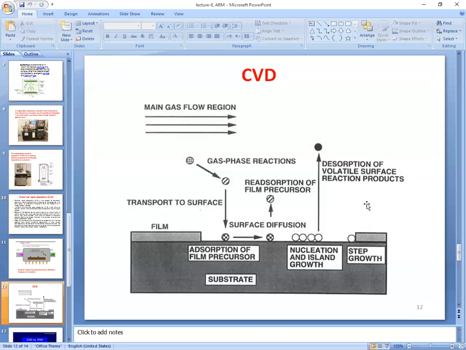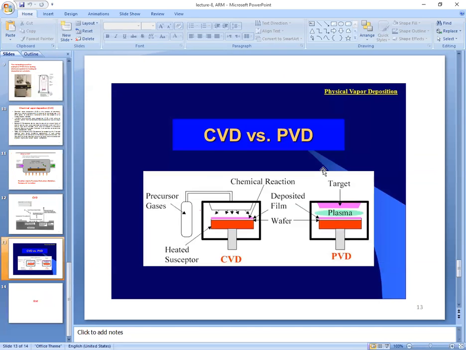And the unwanted gases are the reaction products which do not need to be deposited on the substrate. They are ejected from the chamber. So this is the main gas flow region, and a reaction takes place, and they are directed towards the substrate. They are deposited, and the unwanted gases or products are rejected from the chamber. So this is the main theory of the CVD.